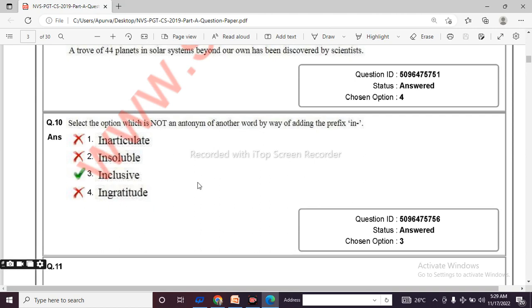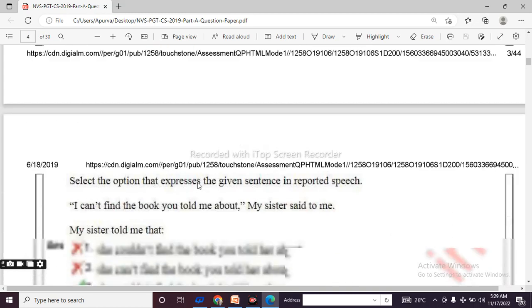Inarticulate will not be the answer. Soluble will not be. Ingratitude will not be.